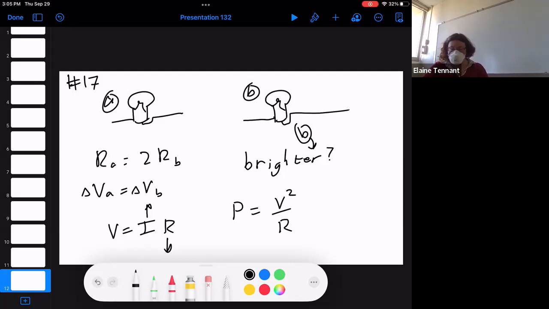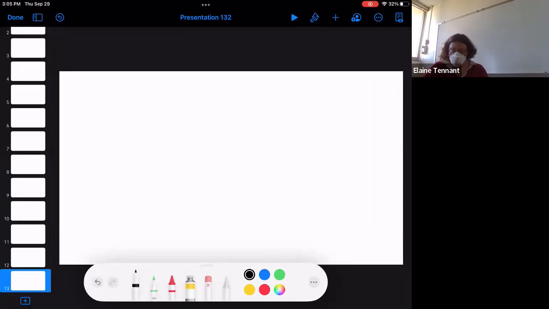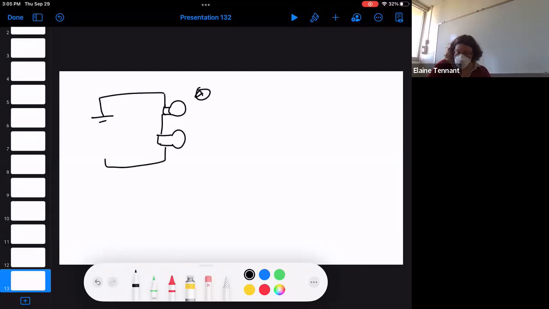Now, okay, so now they were hooked up like this. Before they were hooked up in parallel, just so you know. Now I'm going to hook them up in series where I have bulb A and bulb B. So there's A and B. The thing with the resistance is the same. A still has twice the resistance of B.